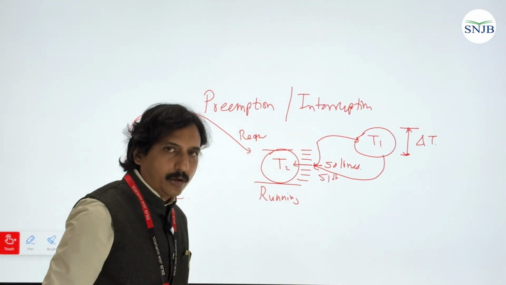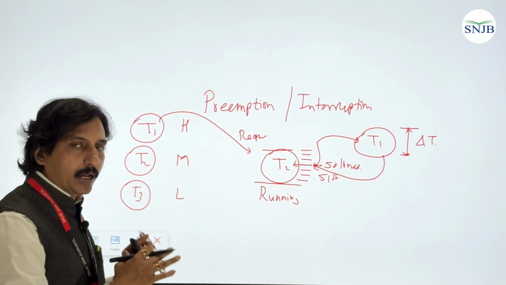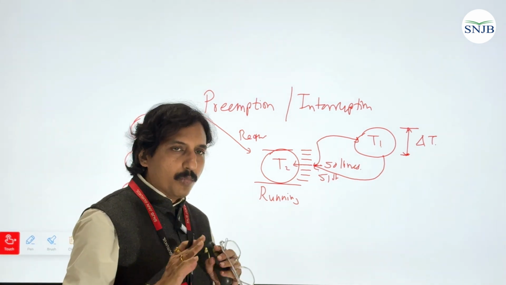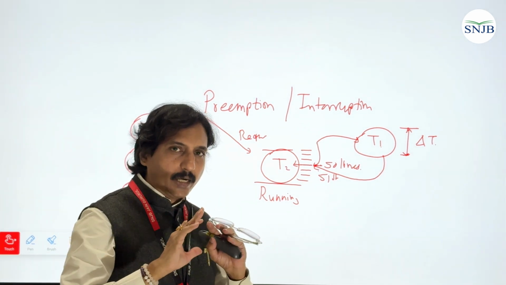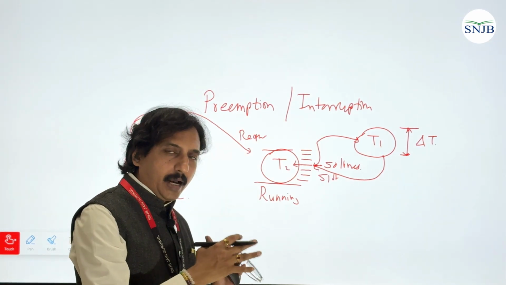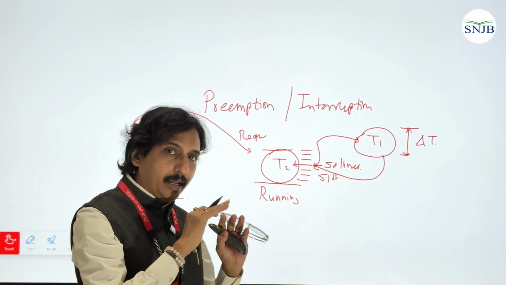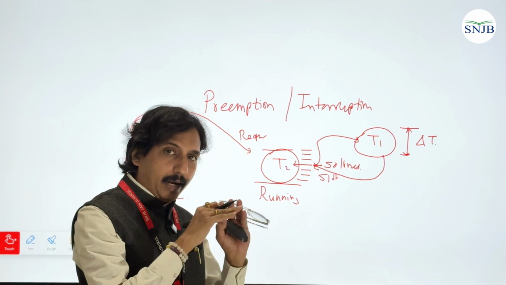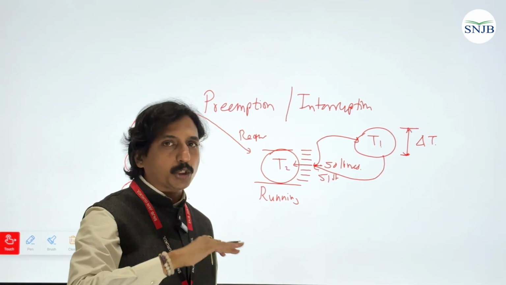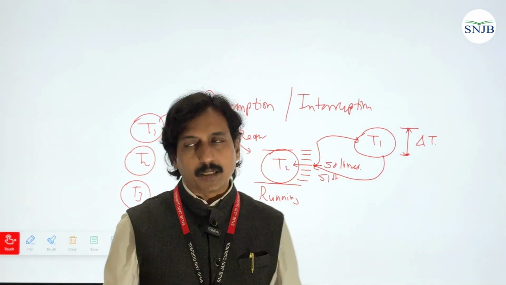If this is the scenario, then you can say that this is a preemptive algorithm, where the highest priority task is given more priority to execute its work, though a lower priority task is running. It can interfere, it can interrupt, and it can execute the highest priority task. So this is about preemption.